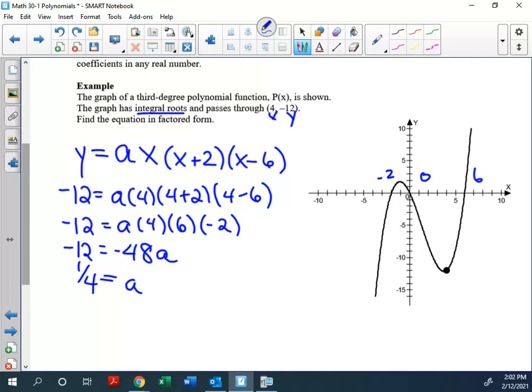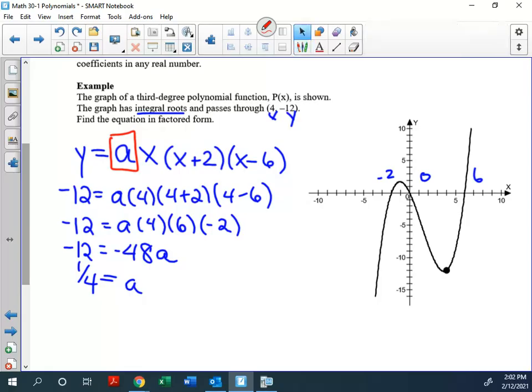So for some reason, 50% of students, by the time they get to tests, seem to forget to consider that leading coefficient of a. They think about the leading coefficient when they tell me it's positive or negative, but they seem to forget that it actually has to be represented as a value. So just make sure you're considering that a value. It could be 1, but if I give you a point, I want you to set it up to solve for that.